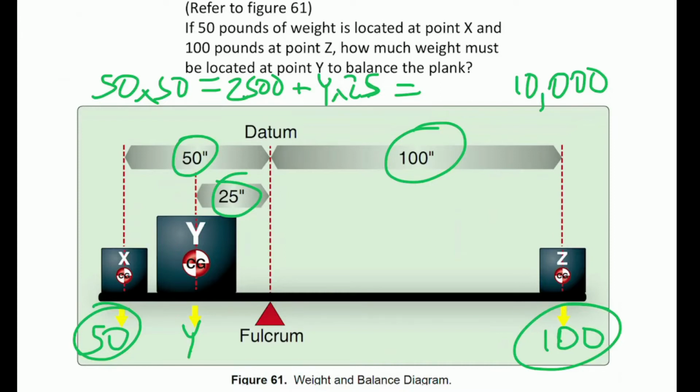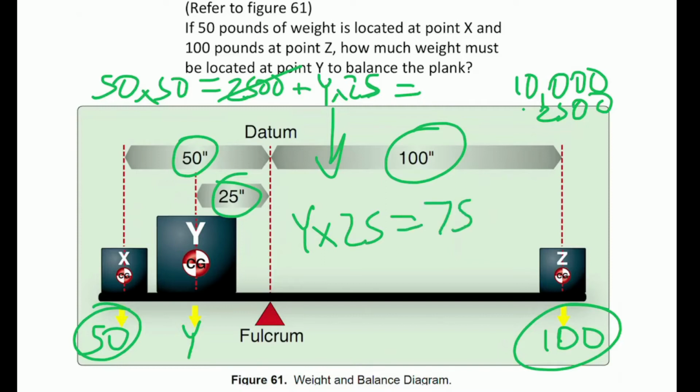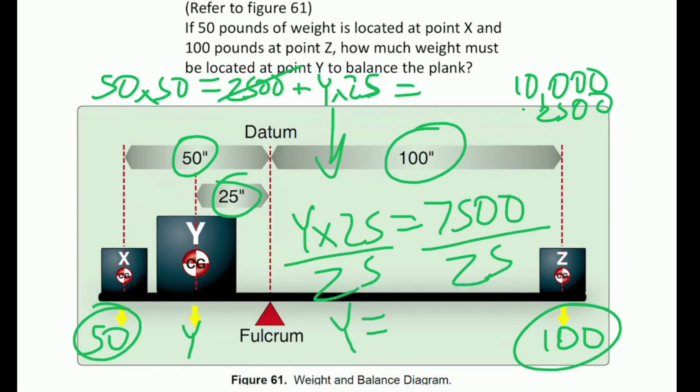So minus 2,500 from both sides. 2,500 minus 2,500, you end up with Y times 25 equals 7,500. Now do some more algebra, divide by 25, divide by 25, and Y equals 300. So there's your answer, 300.